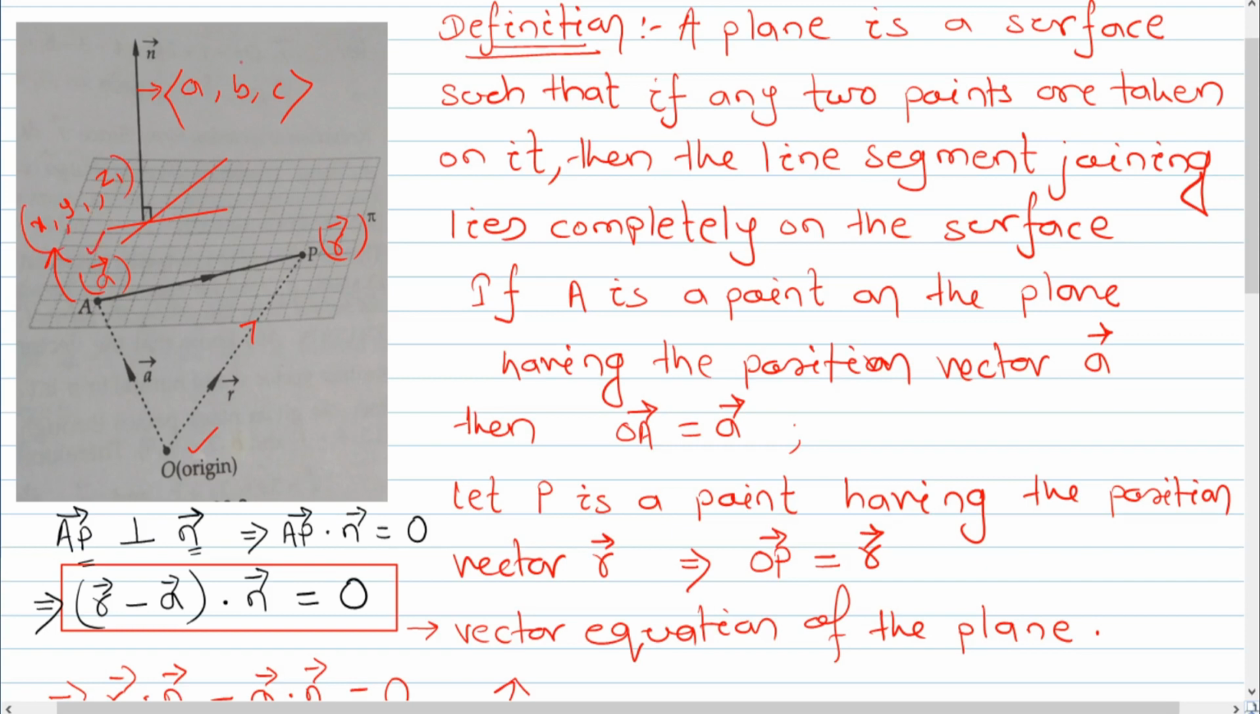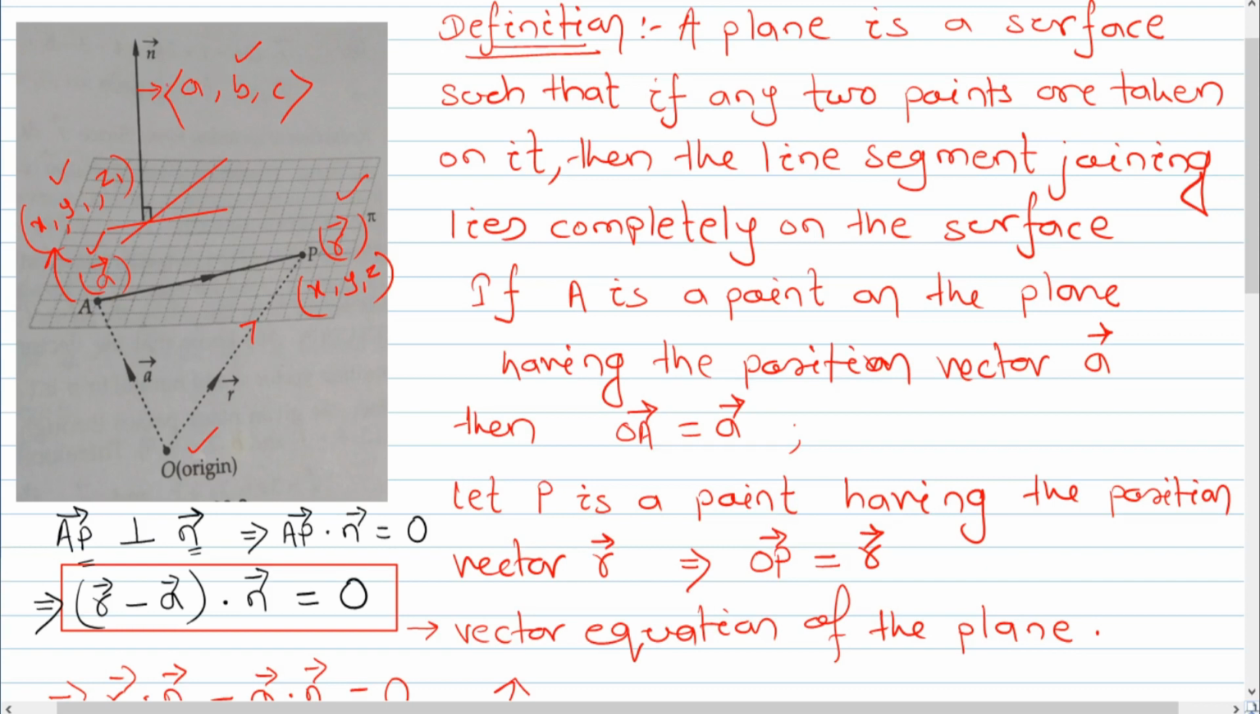So unknown should not remain. If any point whose coordinate is given and DRS of the normal to the plane is given, that is A, B, C, then we can find the equation of the plane.